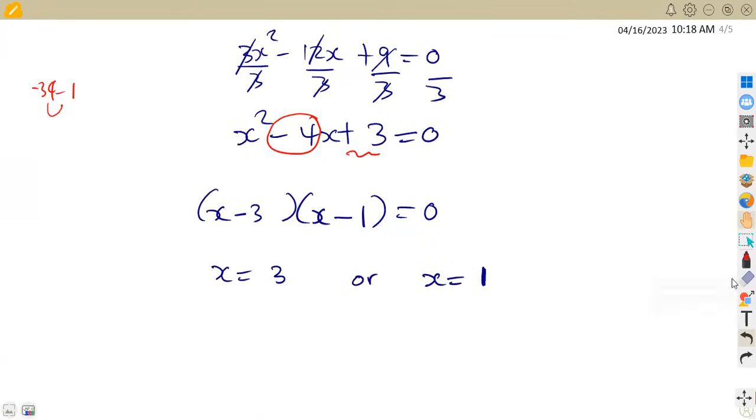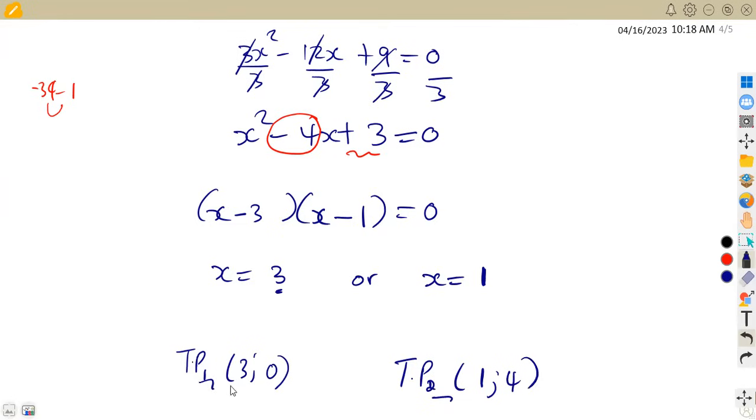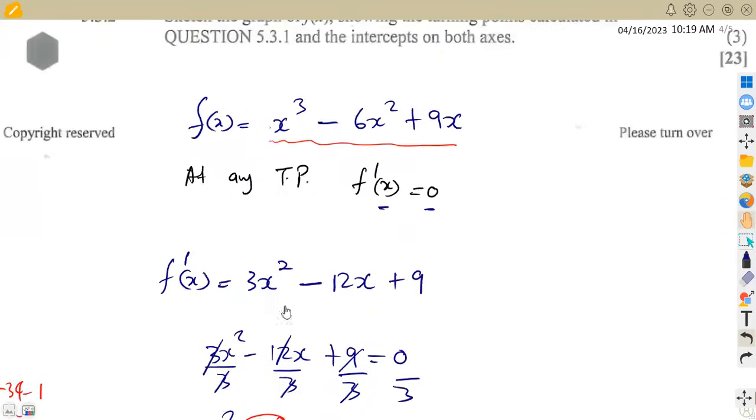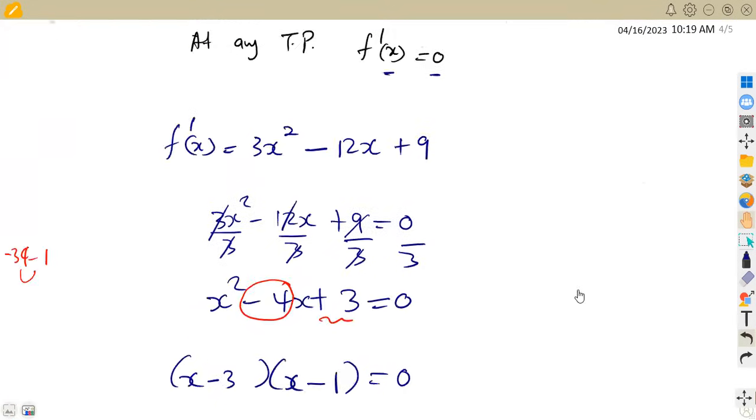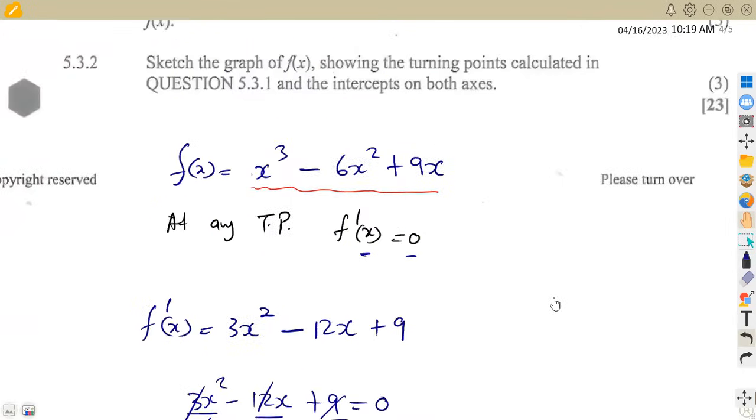So if we substitute the value of x, which is 3, our first turning point is going to be at (3, 0). If we substitute in the original equation, our second turning point, which is at x = 1, it is going to be (1, 4). So these are the turning points that we're supposed to obtain. So you substitute x equal to 1 into the original equation, f of x, 1 here, 1 here, 1 here, and so on. All right. So now that was the first question.